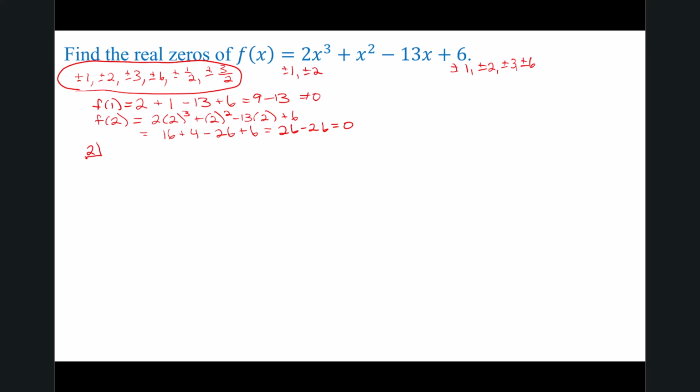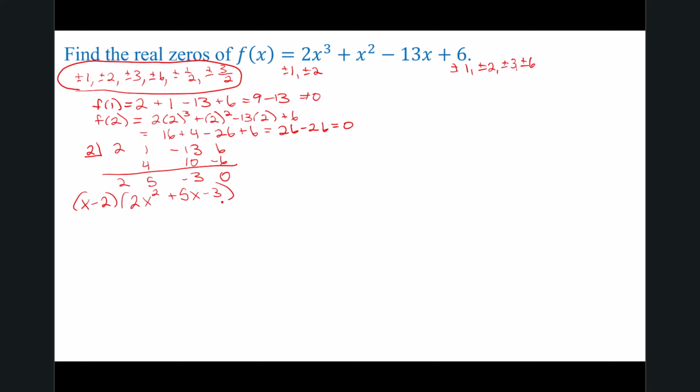Then I'm going to do synthetic division. Put my coefficients here. Bring down the 2. 2 times 2 is 4. Add, we get 5. 2 times 5 is 10. Add, we get negative 3. And 2 times negative 3 is negative 6. Add, we get 0. What I have so far, if I'm factoring my polynomial, I have an x minus 2 because I know that 2 is a zero. And then I have a 2x squared plus 5x minus 3.